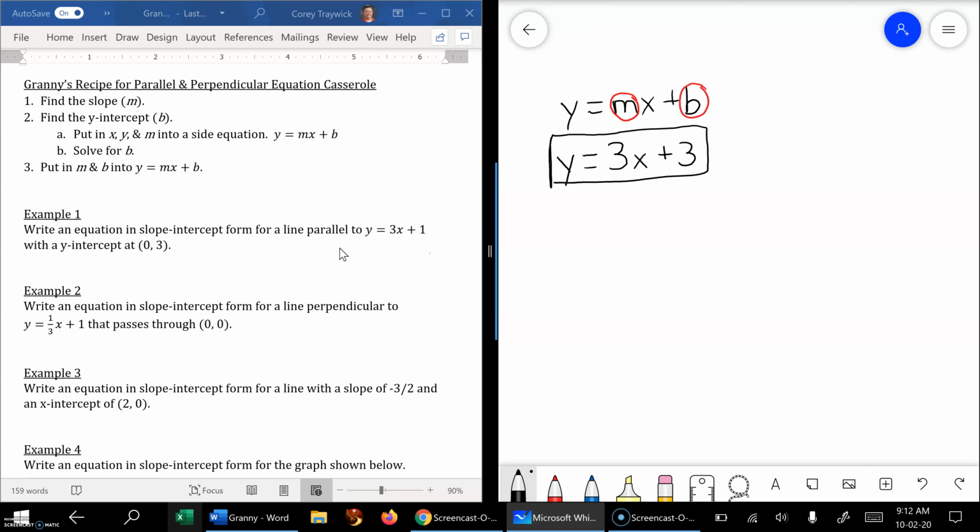All right, let's look at number 2. Write an equation in slope-intercept form for a line perpendicular to y equals 1 over 3x plus 1 that passes through (0, 0). All right, so here's what I need this time. I need a perpendicular line to it. That slope's going to be a little different.